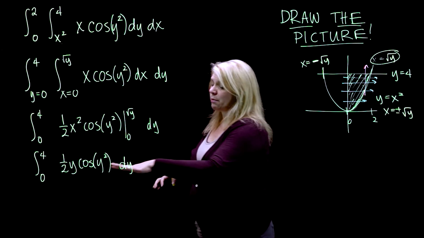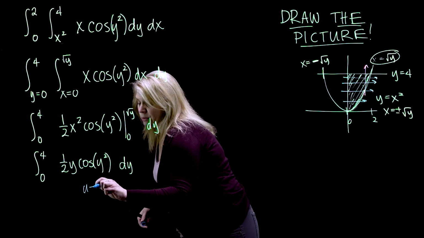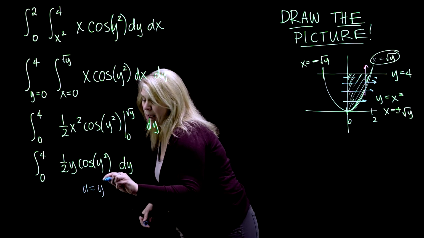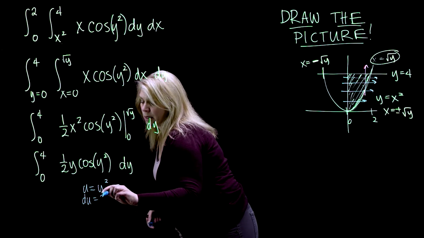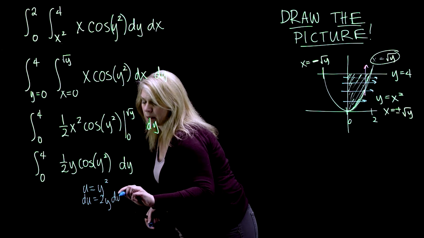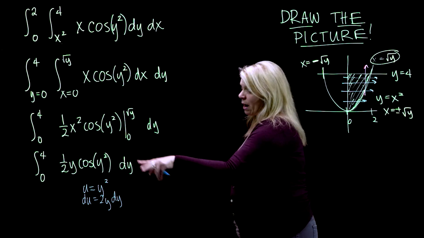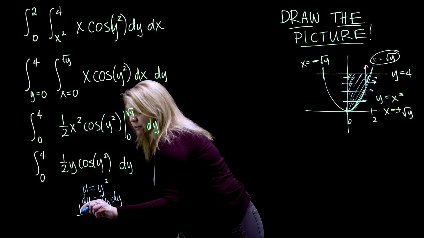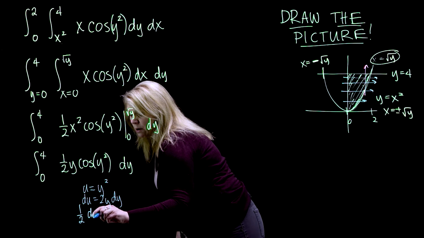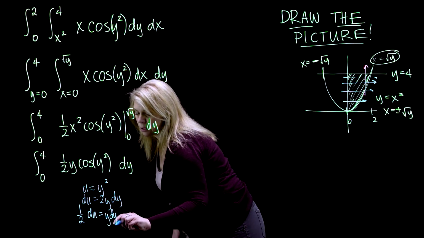I'm going to do a U-substitution to finish this. Maybe these are U-substitutions that you can do in your head. I would let u equal y squared. du is 2y dy. I don't have a 2y dy in there. I do have a y dy. So I'm going to get an extra 1/2. I have a 1/2 already here, but I'll get an extra 1/2 from the u substitution.